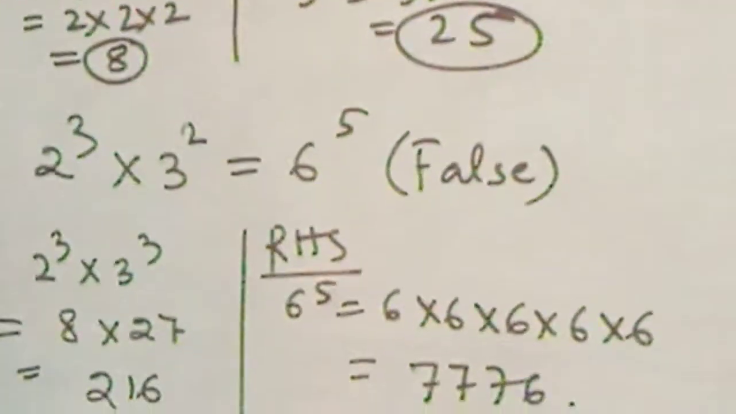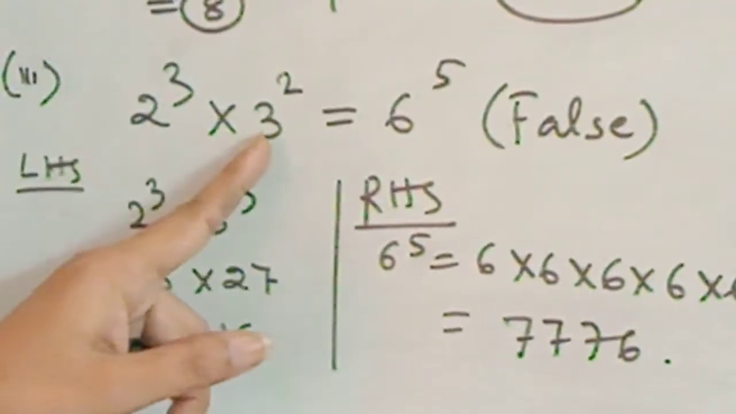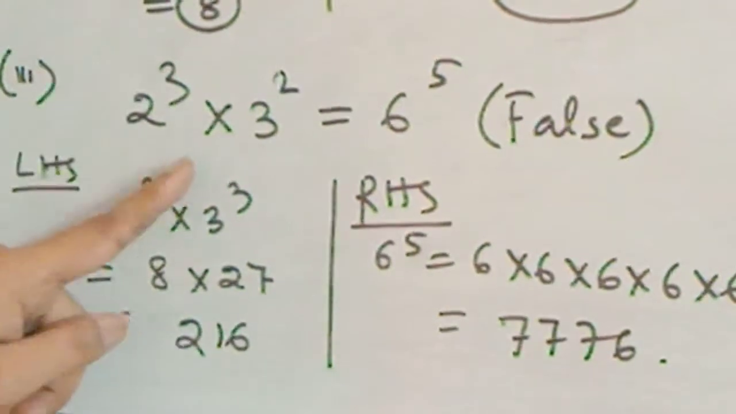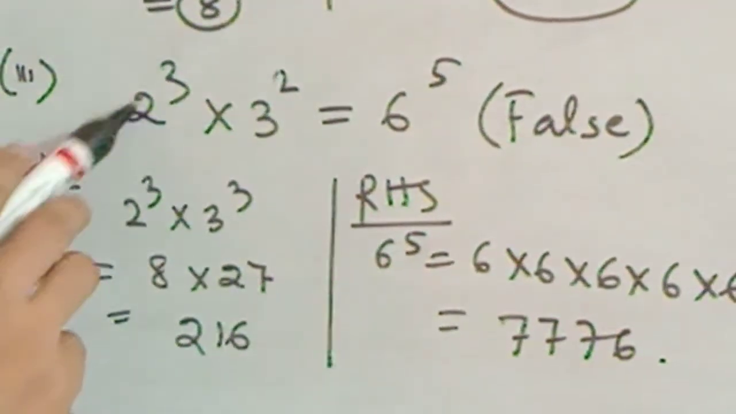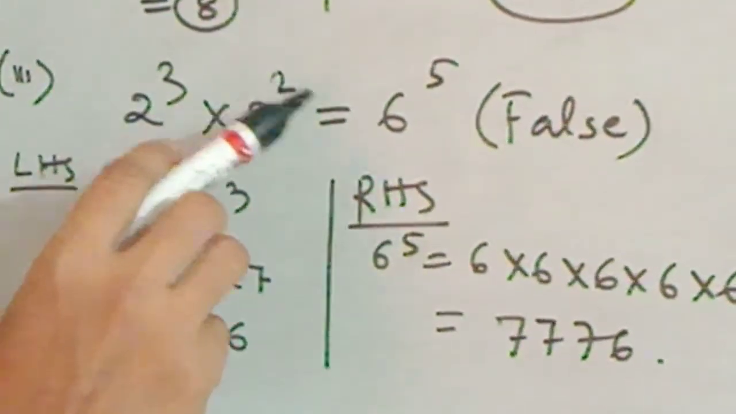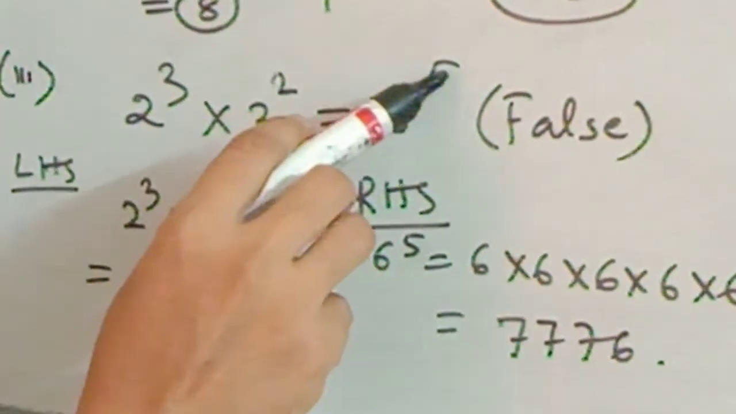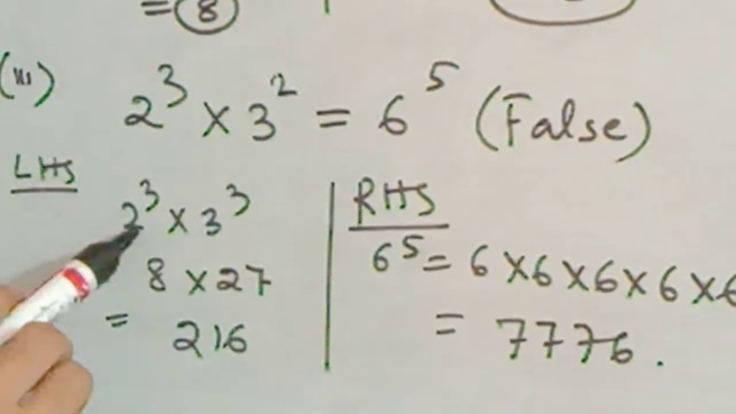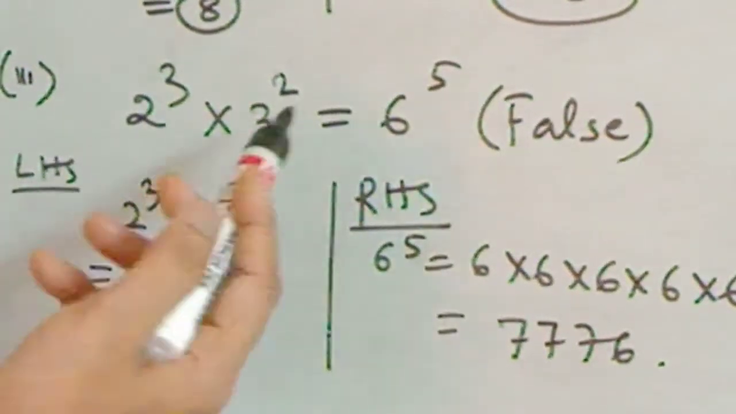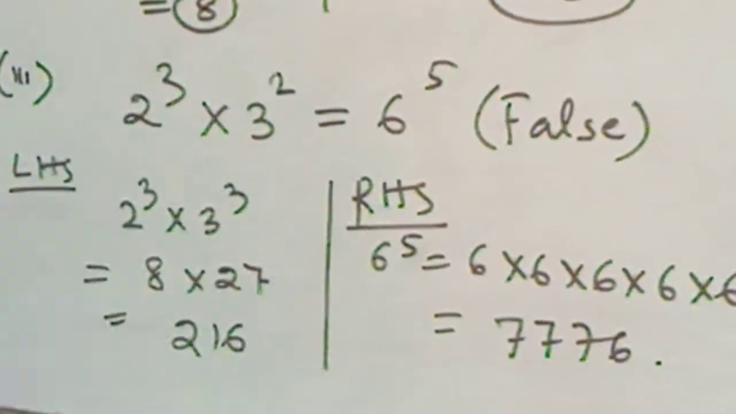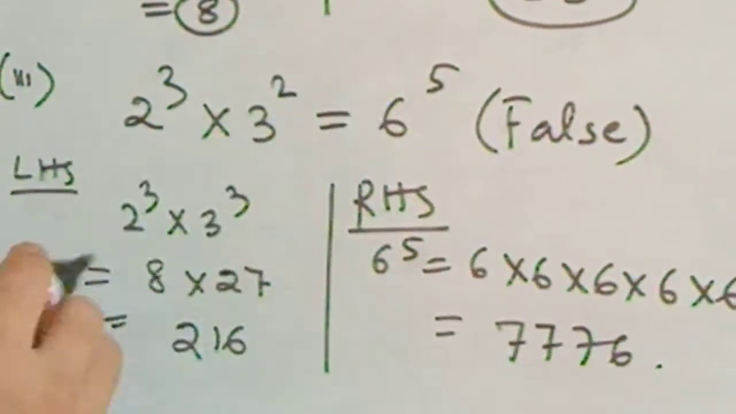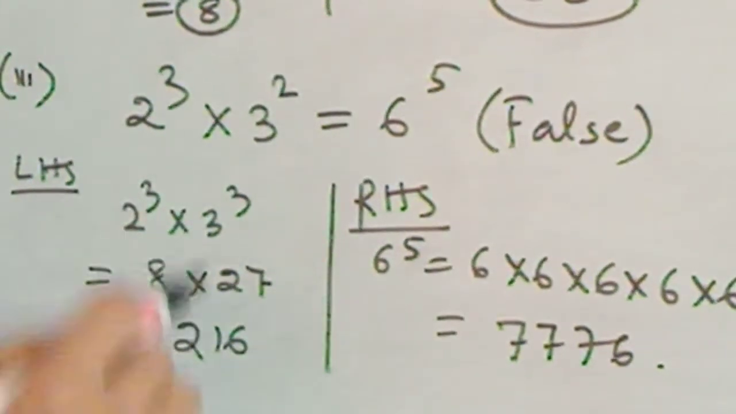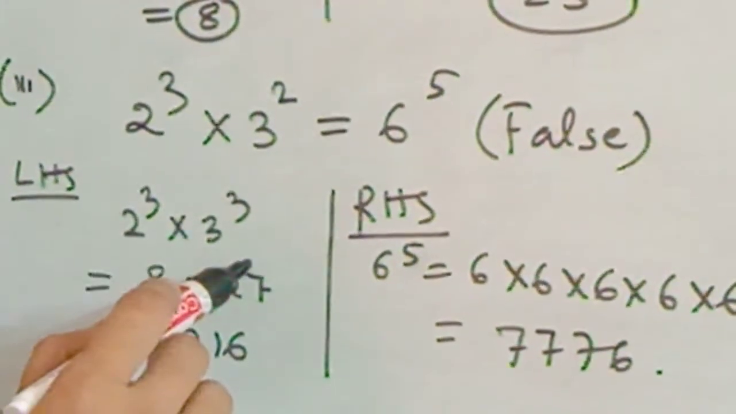Now see question number 3. 2 to the power 3 into 3 to the power 3 is equal to 6 to the power 5. I have first checked this. Left hand side, 2 to the power 3 into 3 to the power 3: neither the bases are same nor the powers are same, so no law we can use. We have to only simplify this one.